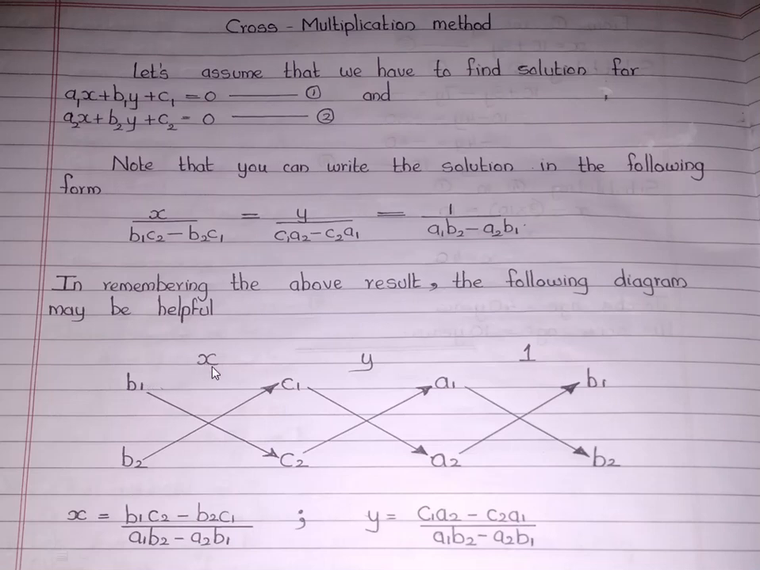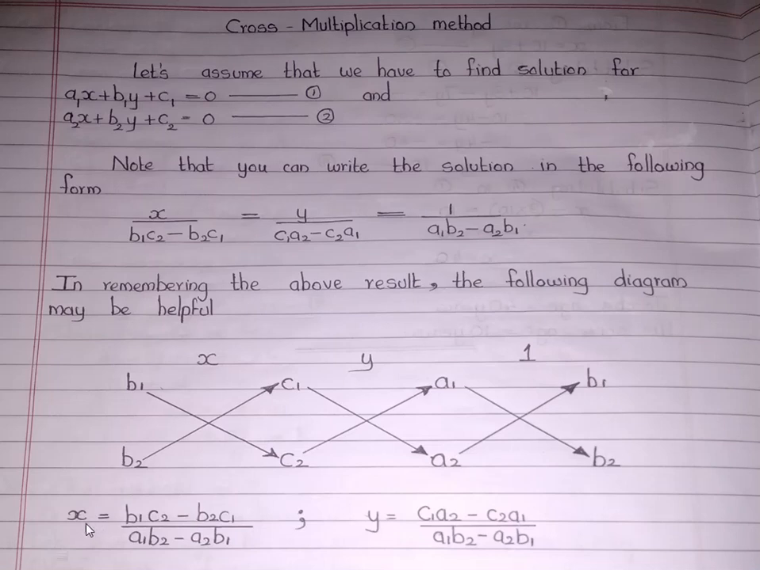To get the denominator of x, you will write b1c2 minus b2c1. For getting the y denominator, c1a2 minus c2a1. For getting the constants, a1b2 minus a2b1. Students, watch the shortcut method to find this, for which I have attached the YouTube URL. There is a shortcut method to remember this. So do watch the YouTube URL attached to this session.